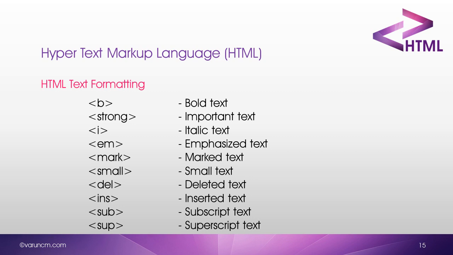If you are having a paragraph and if you want to highlight a particular word as an important text, you can use the strong. And next is the italic. For that you can use the I tag. For emphasized text you can use em. For marked text you can use mark.